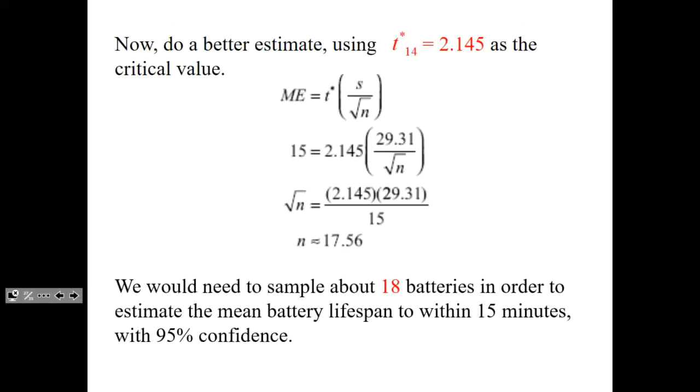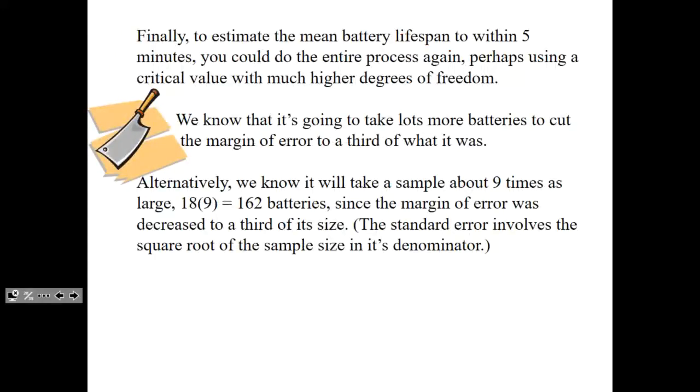Now at this point, the question then said, how about within 5 minutes? Now we can redo this process. We can always redo this process. We can also reflect on the fact that that's 1/3 of our original value, of our 15-minute time. In order to do that, we know it's going to take more batteries. We said before, if you just double your sample size, that won't even cut it in half.